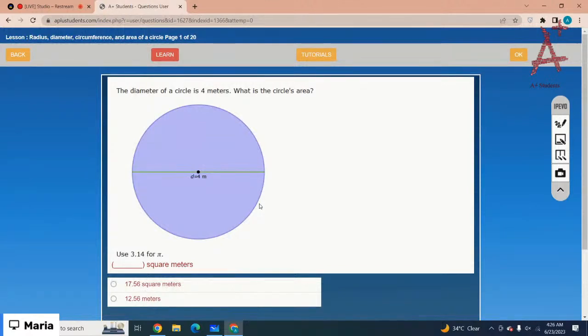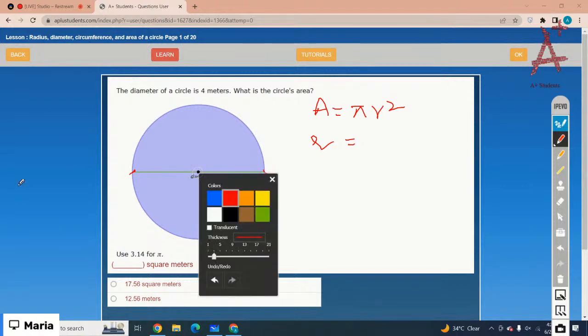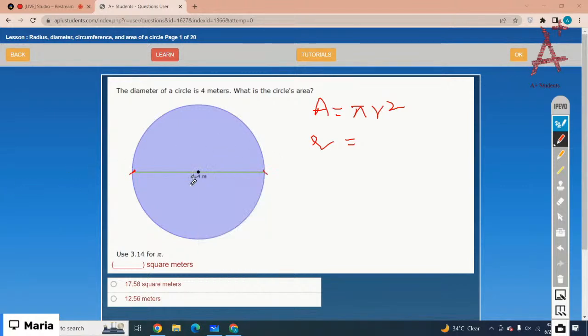Got it? When we know that the area of the circle is A equals pi r square. Got it? But you don't have the value of r. The radius would be from the center to any point on the circle. So you have to divide diameter by 2 to get the radius equals diameter divided by 2. Diameter is 4 divided by 2 equals 2. So for this one, the radius of the circle is 2.